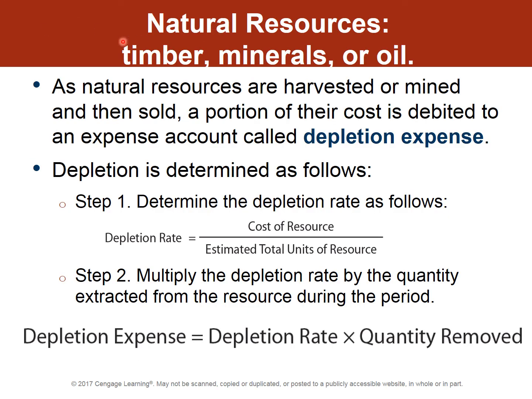Let's move now to natural resources. These are things such as timber, minerals, oil, and we're going to be recording, instead of depreciation, something called depletion. Depletion expense is recorded on a natural resource, and it's determined as follows. Take the cost divided by the estimated total units of the resource, and then you'll just take this depletion rate and multiply it times the quantity removed.